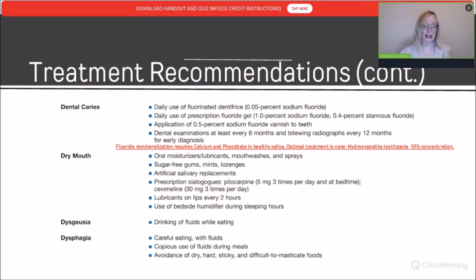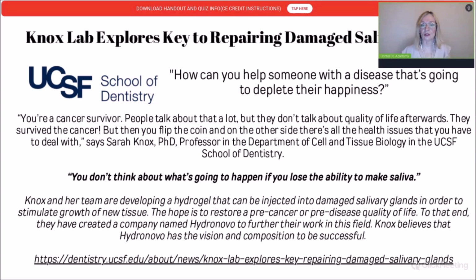Drinking of fluids while eating, and for patients that can't taste their food very well or they can't swallow very well. Careful eating with fluids. And again, you want to check with the hospital staff or their medical staff to ensure that they can have all those fluids. They may have to stay away from dry, hard, crumbly foods for a while.